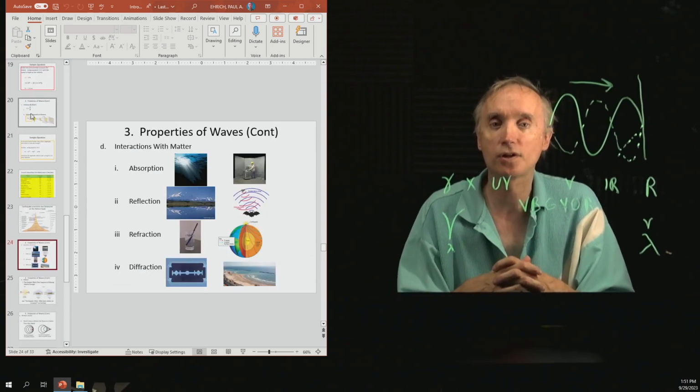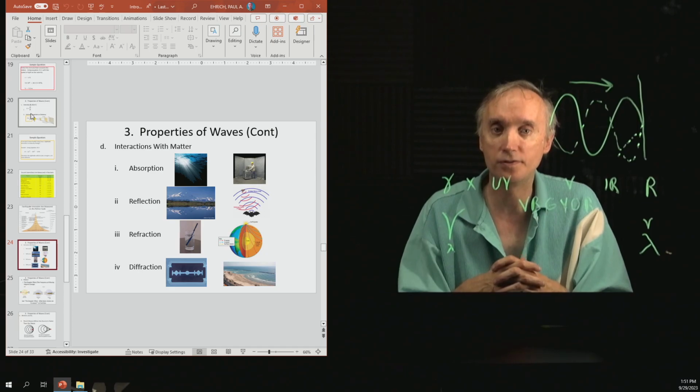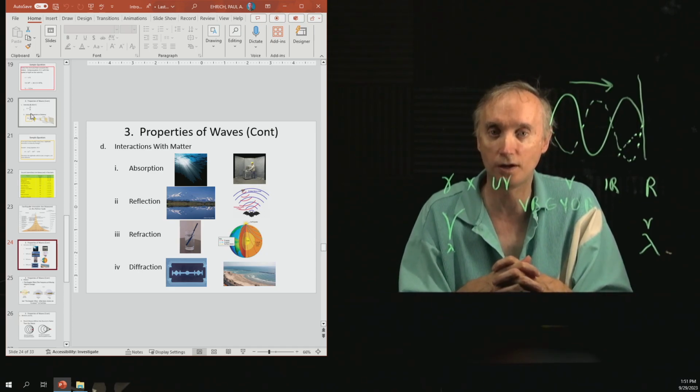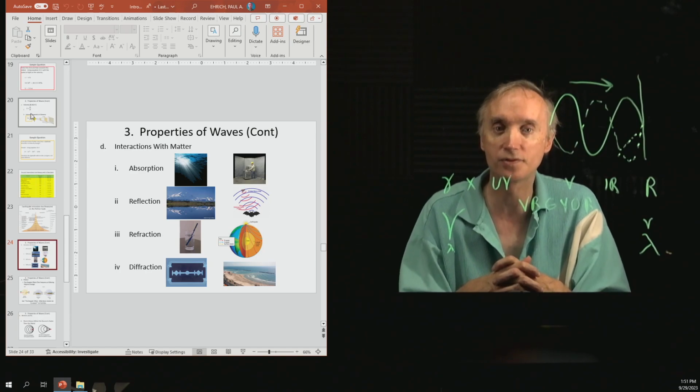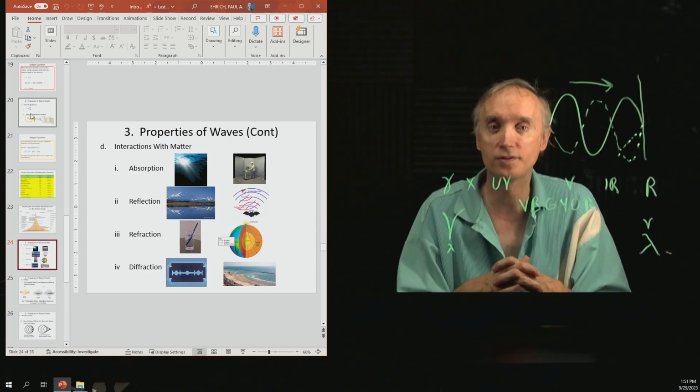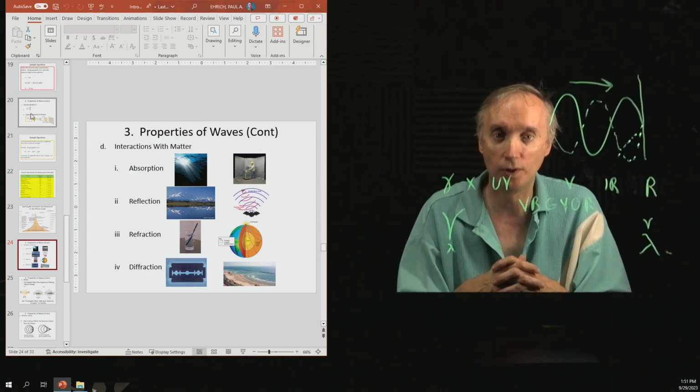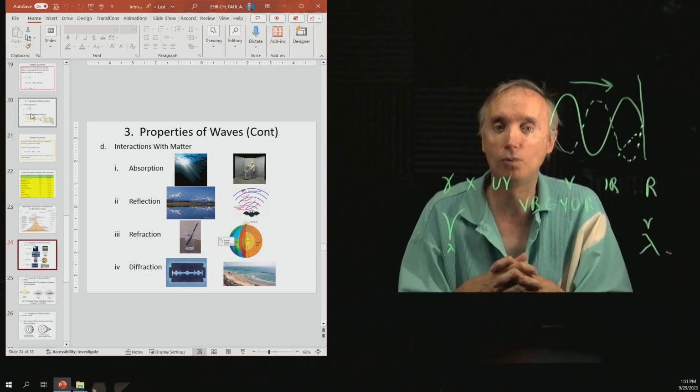Okay, then we talked about properties of waves. So you ought to know the definition of absorption. What happens to light if it is absorbed? Where does the energy go when light is absorbed by water? What happens to it? You should also know what reflection is.